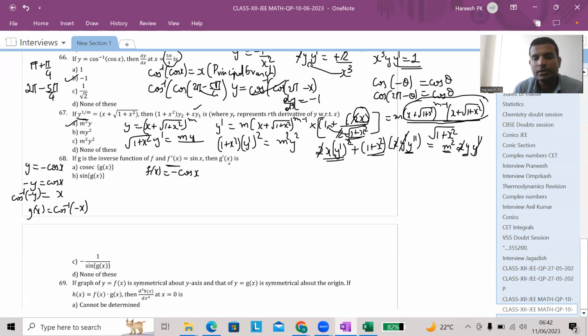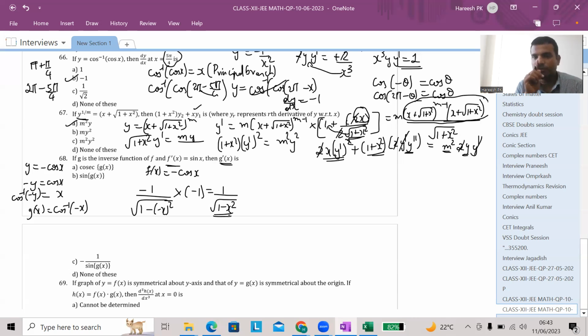Now they're asking what is g dash. So g dash will obviously be derivative of cos inverse, which is minus 1 by root 1 minus x whole square, into derivative of minus x, which is minus 1. So I'll end up getting 1 by root 1 minus x square.